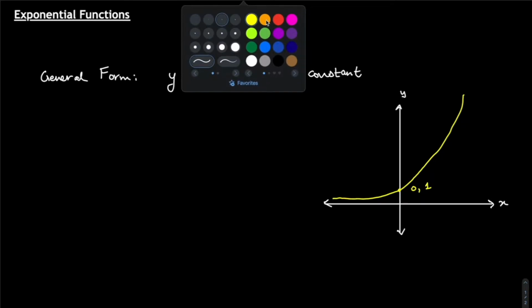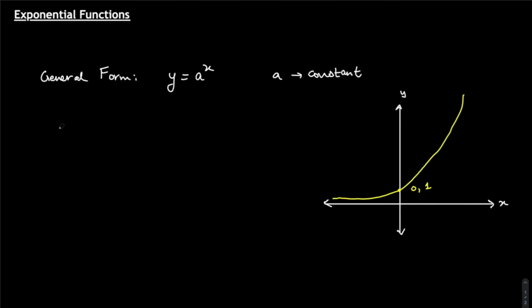So let's look at a few details of this. Let's look at the domain. In this case, there is no restriction. We can take any value of x, from negative infinity to positive infinity. So I can say x essentially belongs to all real numbers.